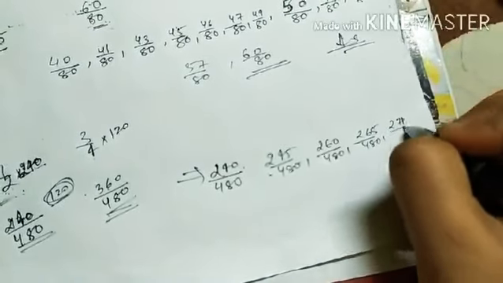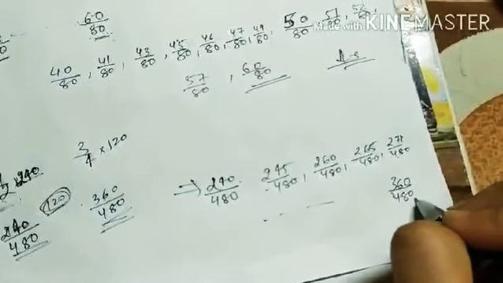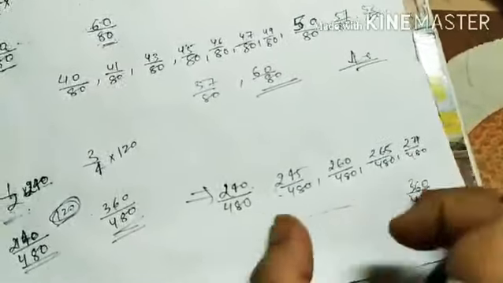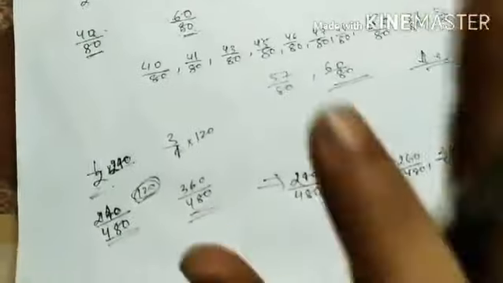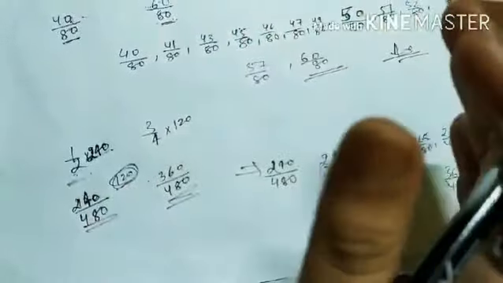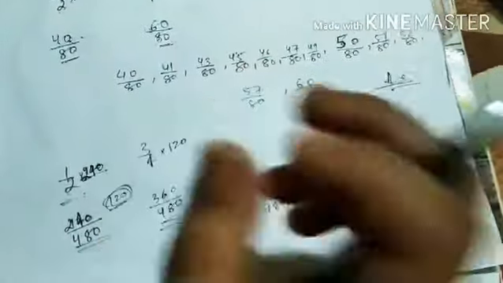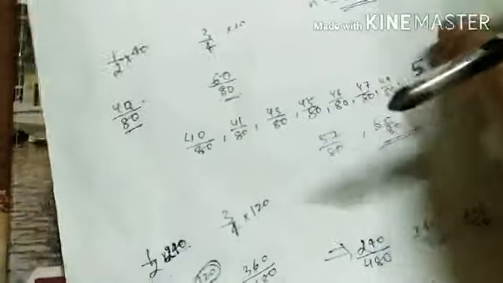271 upon 480 and so on, up to where? Up to 360 upon 480. 100 rational numbers will come like this only. Okay. I hope now this concept is clear to you, that how you can find n rational numbers between given two rational numbers. So moving to another part, we have some questions. I have taken them from your textbook itself.